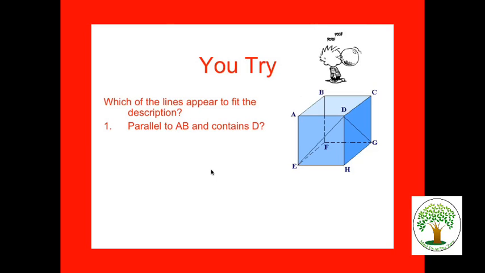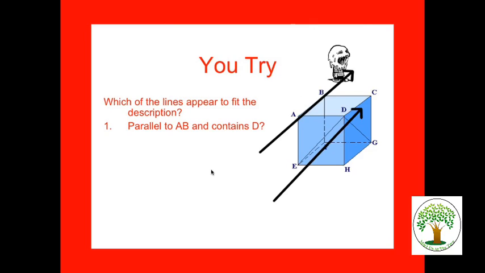All right. Parallel to AB and contains D. I'm going to draw this. We're going to do this one together. I've got AB right there, correct? And I need something parallel. There are a lot of things parallel. This EF is parallel. This GH is parallel.